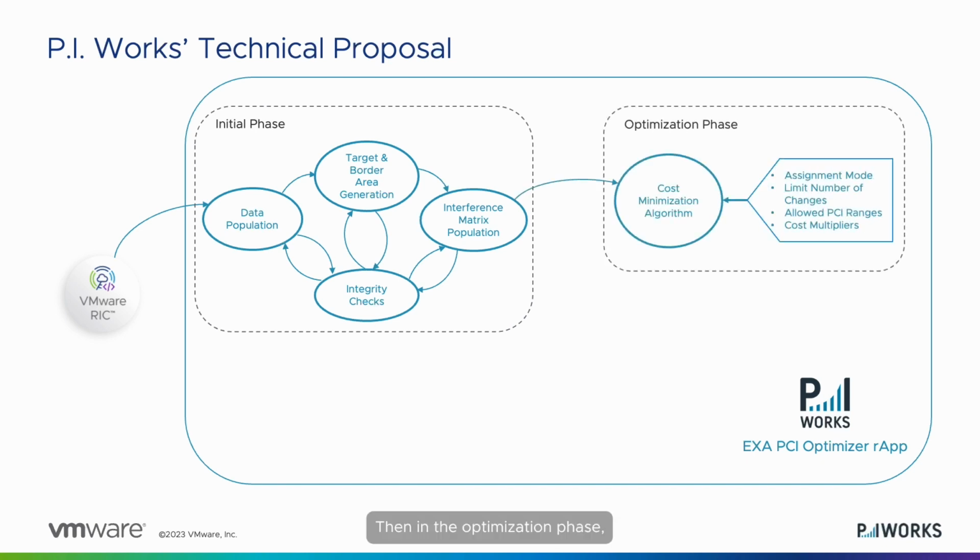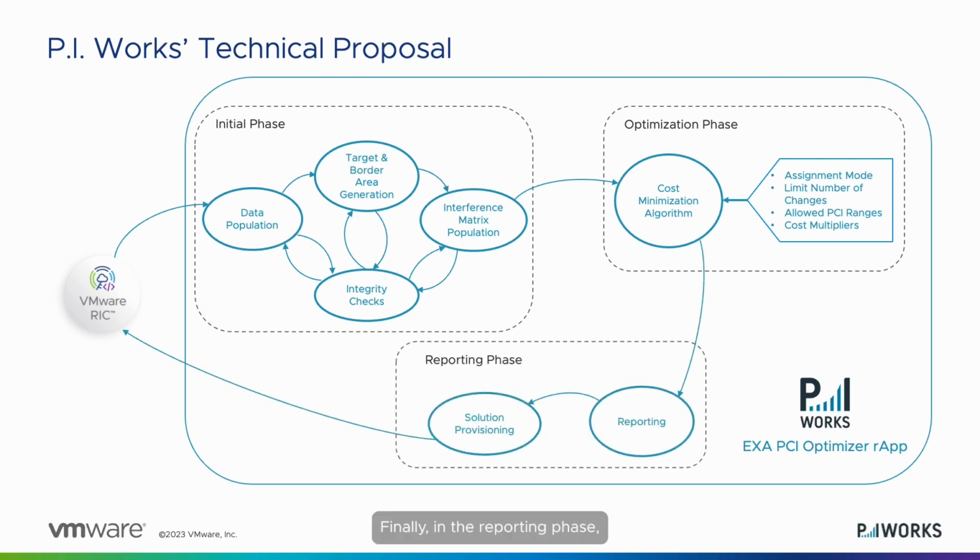Then, in the optimization phase, the rApp takes parameters as an input from the user and finds the best PCI plan by solving the issues in the network and minimizing the conflict confusions. Finally, in the reporting phase, the rApp creates detailed reports that show the changes applied to the network, along with their reasons and expected improvements. These recommended changes are then sent through VMware Centralized RIC for implementation.